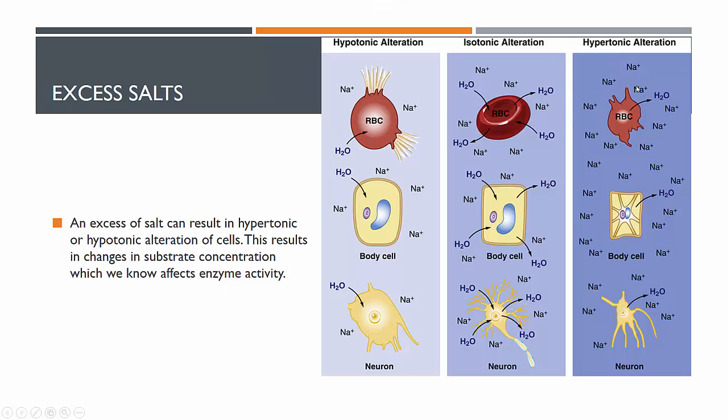When you have too much salt outside of a cell, you have the water leaving the cell and cells shriveling. So it's all about substrate concentration and actually having a solute that allows you to have an interaction with molecules. If you have too much water leaving the cell, they shrivel. This is also not good for general metabolic activity. Okay.